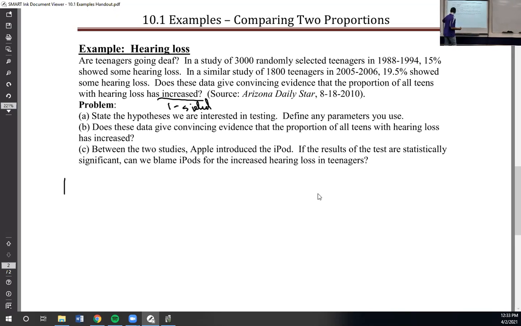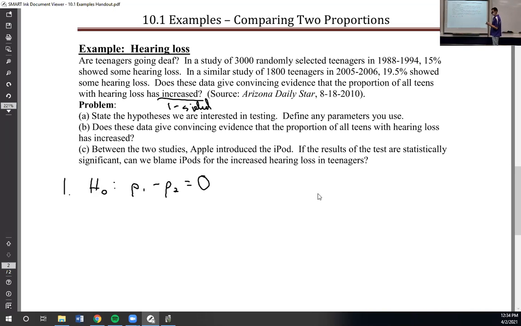So I'm going to state this null and alternative in two different ways here. I'm going to state it at step 1. This is basically part A, which is asking you to do step 1, and then part B is asking you to do the rest. So I'll just write it as step 1. Step 1, our null hypothesis is that P1 minus P2 equals 0. That would be no difference between the two proportions. Okay?